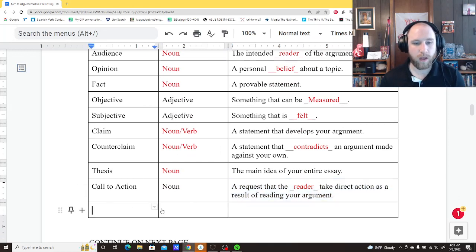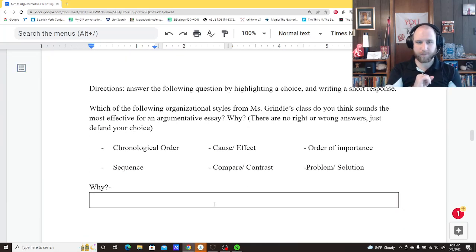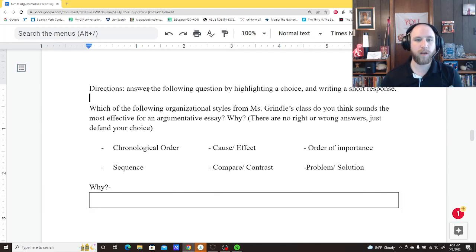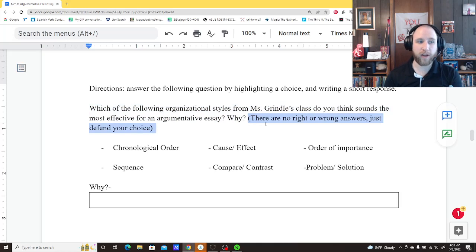All right? Now, we do have one more thing to do today. You've written down some key terms, and now you have one more thing to do. Directions. Answer the following question by highlighting a choice and writing a short response. Which of the following organizational styles from Ms. Grindel's class do you think sounds the most effective for an argumentative essay, and why? There are no right or wrong answers here. I just want you to defend your choice.